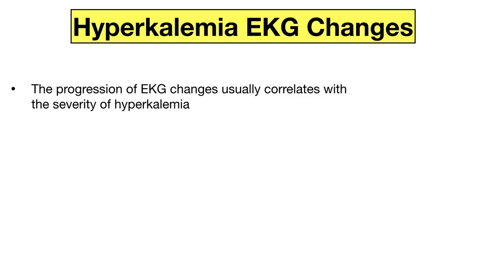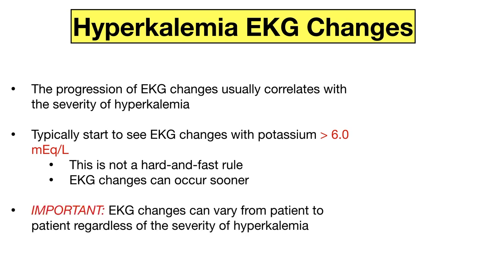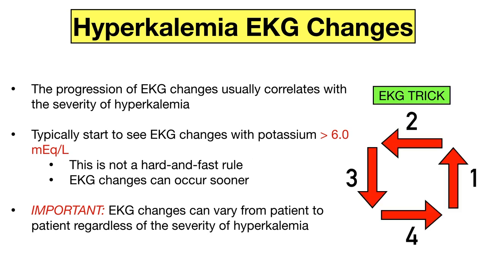We're going to see as we go through the video that the progression of EKG changes seen with hyperkalemia usually correlates with the severity of the potassium level. Generally speaking, the first EKG changes start to occur when potassium levels are greater than 6. However, this is not a hard and fast rule, and EKG changes can happen sooner. So the biggest takeaway point is the effects of high potassium, especially on the heart, can vary patient to patient. Two patients could have the same high potassium level, and one could have minimal EKG changes, while the other has significant changes.